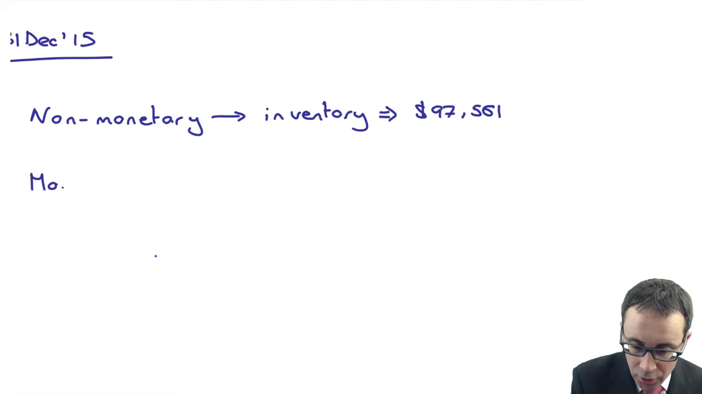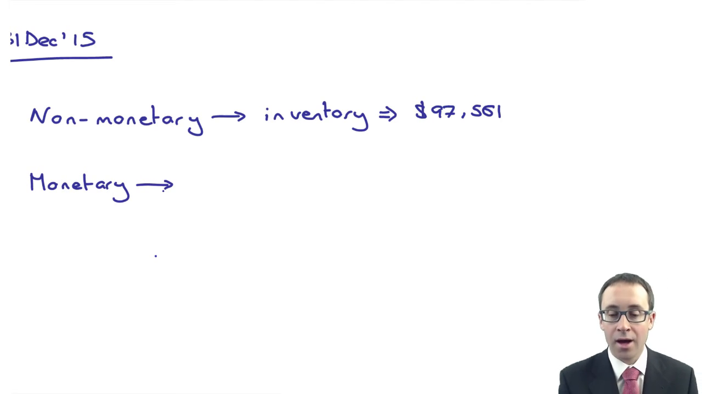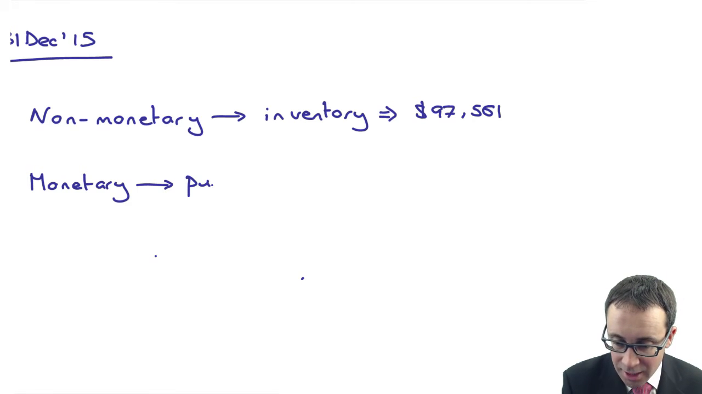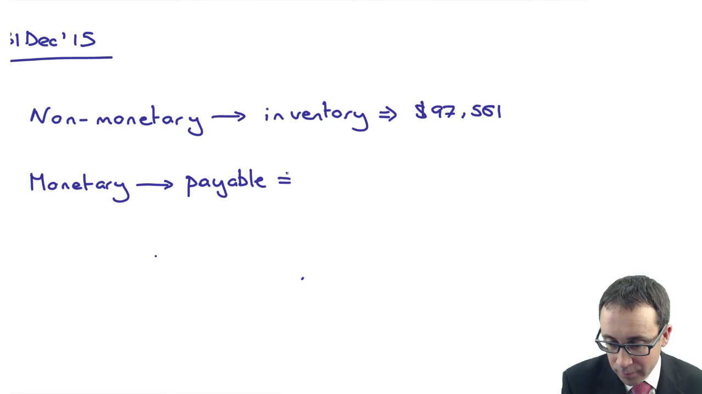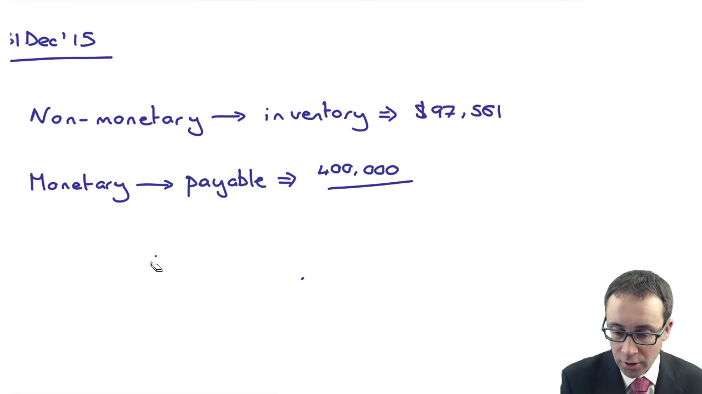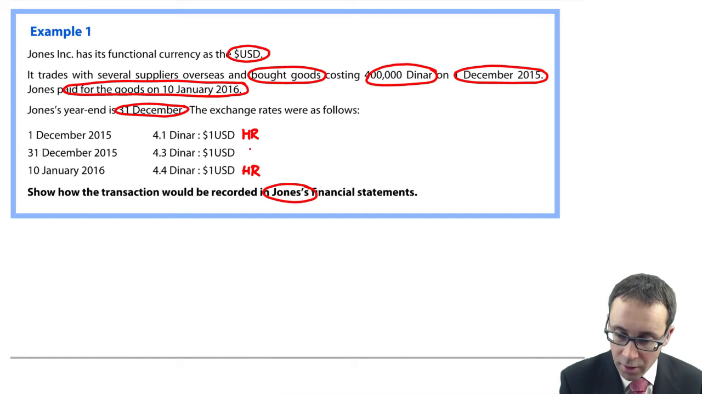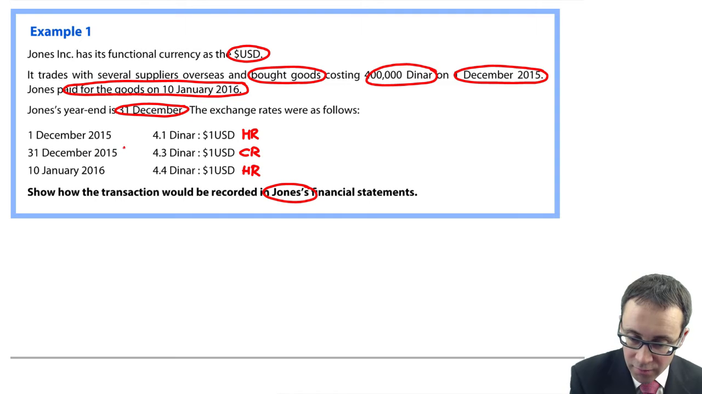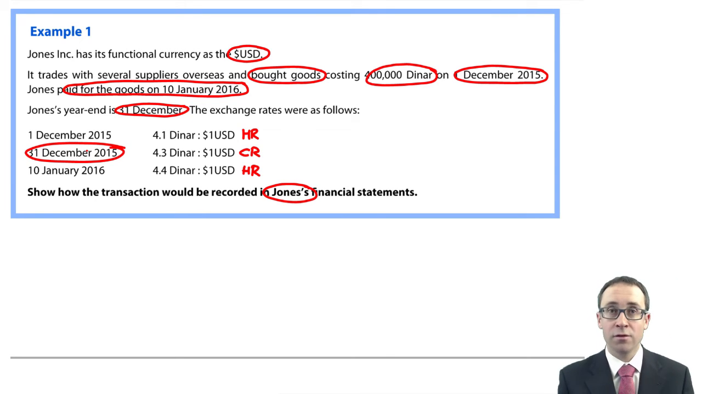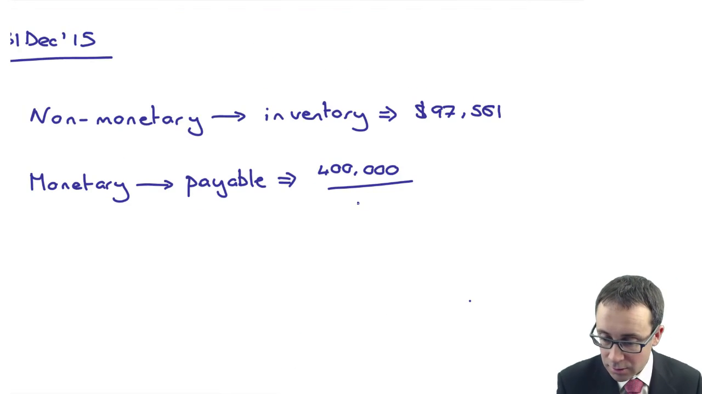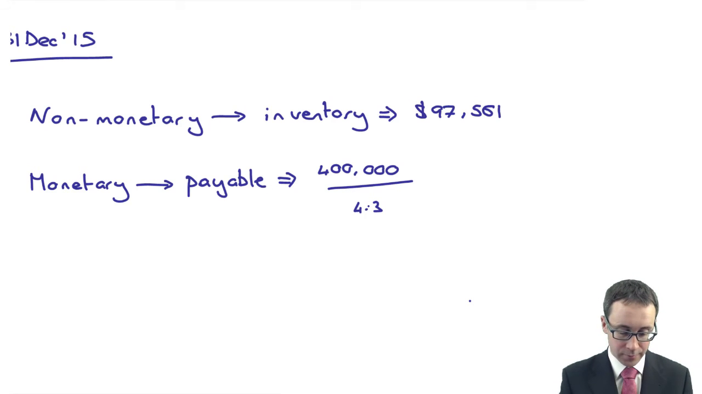However, you do have your monetary items, don't we? And what's readily convertible to cash here is your payable, isn't it? So we need to go through there and convert the 400,000, don't we, at the end of the year. The closing rate that you've got there at the end of the year, the 31st of December 2015, is at 4.3 dinars to the dollar.